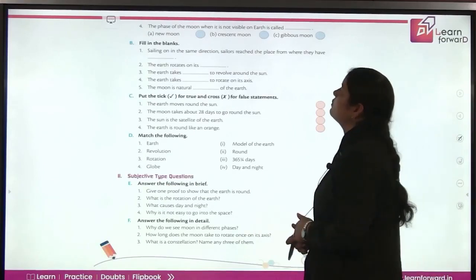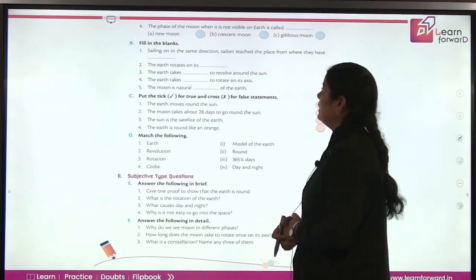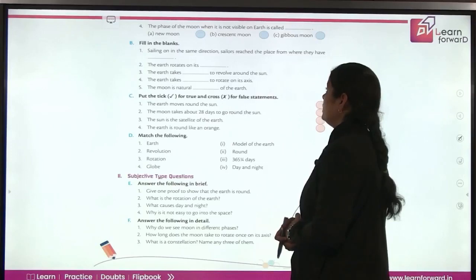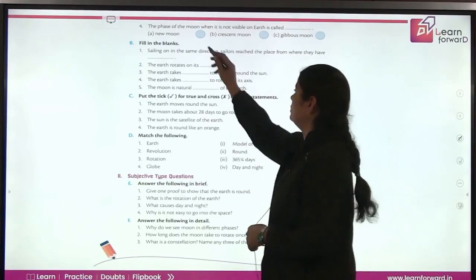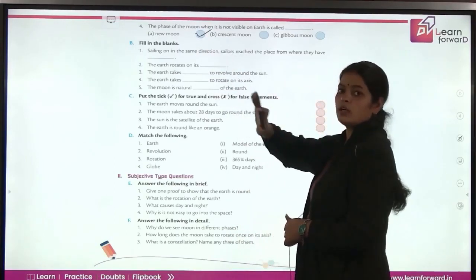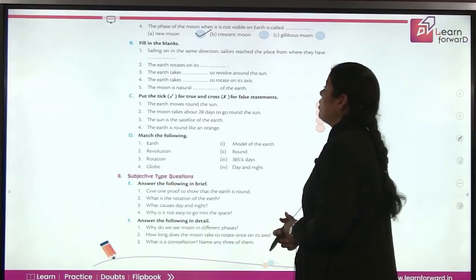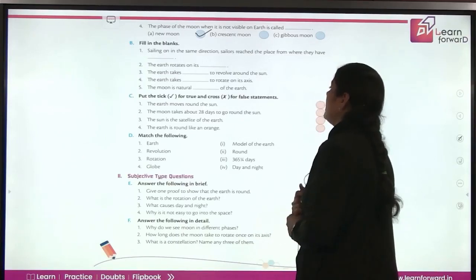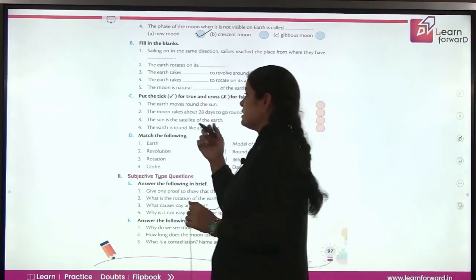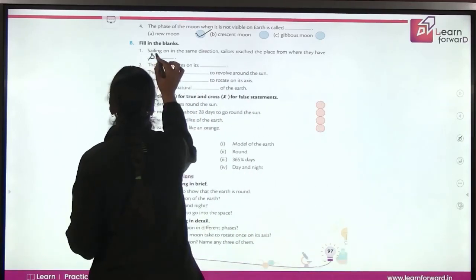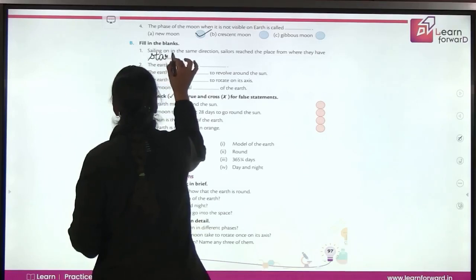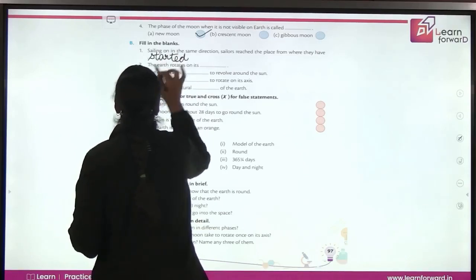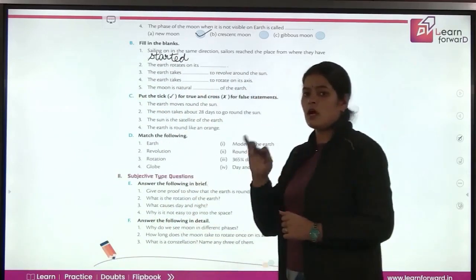Now the phase of the moon when it is not visible on earth is called new moon, because now the moon is not visible. Sailing on in the same direction, sailors reached the place from where they had started. So they just sailed on and reached the same place where they had started. So this shows that earth is round.